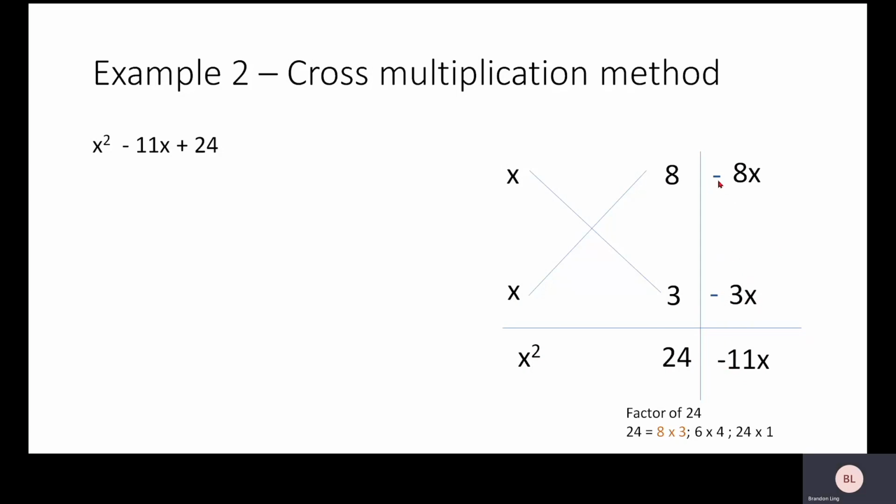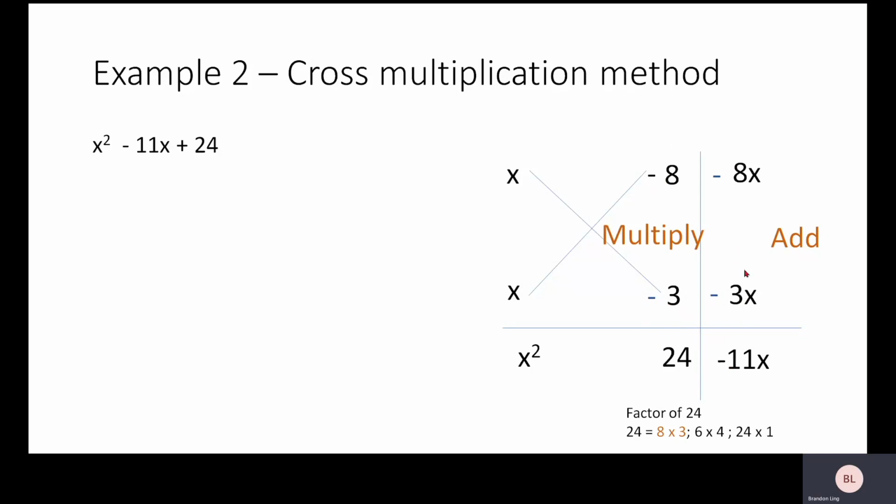Next, you need to move this negative towards the other side here, into here. So again, you need to double check your answer. Negative 8 multiplied with negative 3. Do you get positive 24? Okay, so the answer is yes. So therefore, your answer is correct.